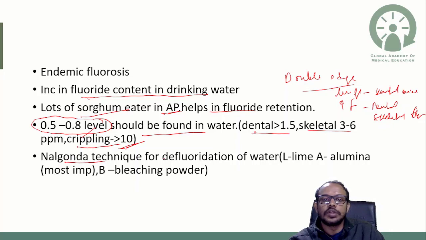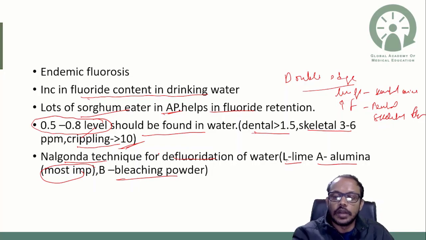The Nalgonda technique is used for defluoridation of the water. In this technique, lime is used, then alum, which is the most important part, and bleaching powder. These are used in the Nalgonda technique, okay.